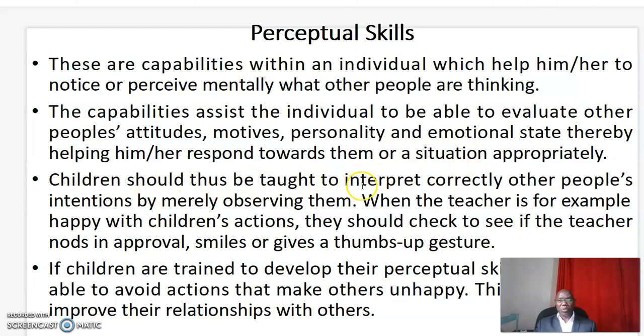Children should thus be taught to interpret correctly other people's intentions by merely observing them. When the teacher is, for example, happy with children's actions, they should check to see if the teacher nods in approval, smiles, or gives a thumbs up gesture. If children are trained to develop perception skills, they will be able to avoid actions that make others unhappy. This in turn would improve their relationship with others.